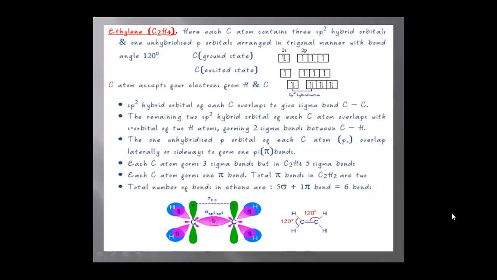Ethylene. In the case of ethylene, each carbon atom contains 3 sp2 hybrid orbitals and 1 unhybridized p orbital arranged in a trigonal manner with bond angle of 120 degrees. The sp2 hybrid orbitals of each carbon atom overlap to give a carbon-carbon sigma bond. The remaining 2 sp2 hybrid orbitals of each carbon atom overlap with s orbitals of 2 hydrogen atoms, forming 2 sigma bonds between carbon and hydrogen. So each carbon atom forms 3 sigma bonds, and in C2H4 there are 5 sigma bonds. Each carbon atom forms 1 pi bond, and there is 1 pi bond in the ethylene molecule.